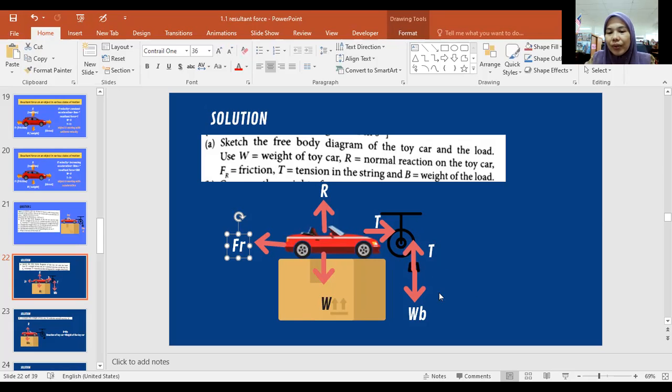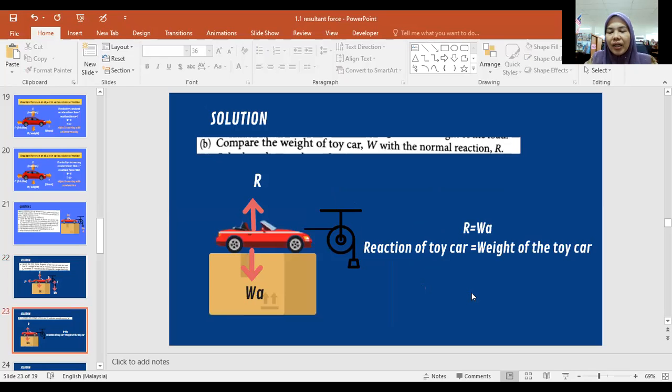I want you to make sure you understand that this string is acting in different directions. Why? Because this string holds this load and also holds this toy car. The force of the string on the load is acting upward, and the string on the toy car is acting towards the right. Okay, this is the free body diagram. Make sure you draw all the possible forces, but this is an exception for this question. The question already gives everything, so you just follow the instructions.